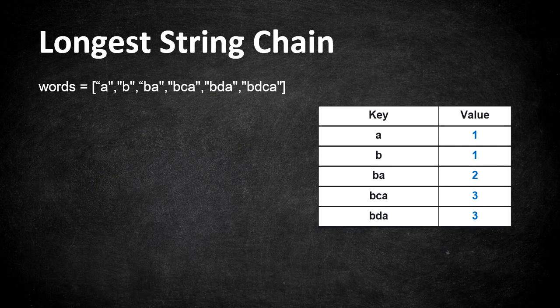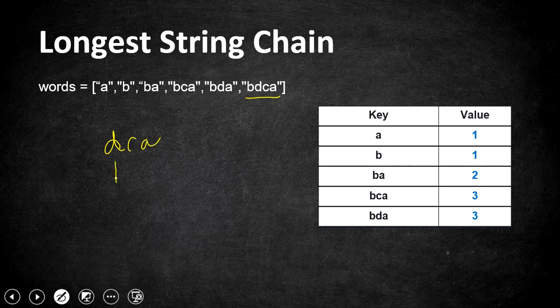We are moving to our final word in the list, BDCA. Again, we are going to perform the same operations. By removing B, it is going to become DCA. By removing D, it is going to become BCA. Removing C, it will become BDA. And by removing A, it is going to become BDC. In this case, BDC is definitely not available and DCA is also not available. The two words BCA and BDA are available in our hash map, both of length 3 or position 3.